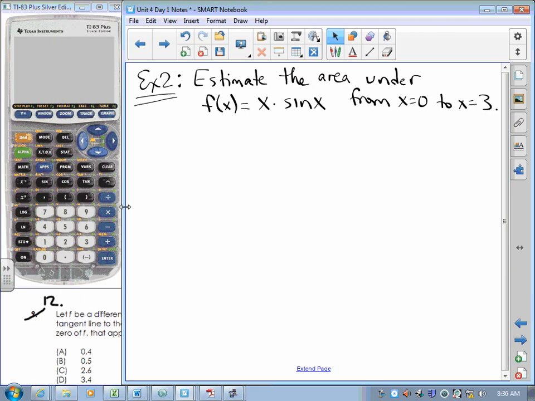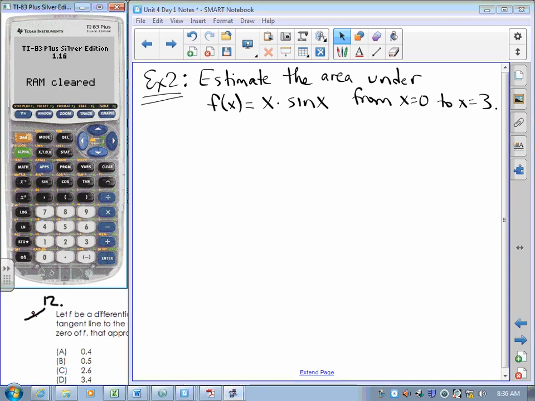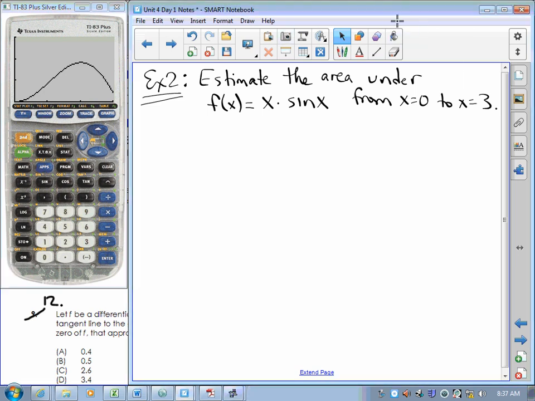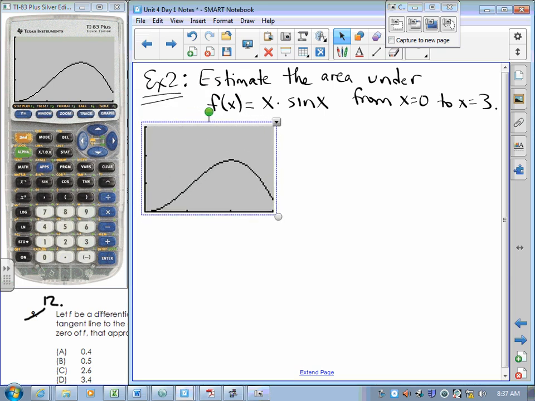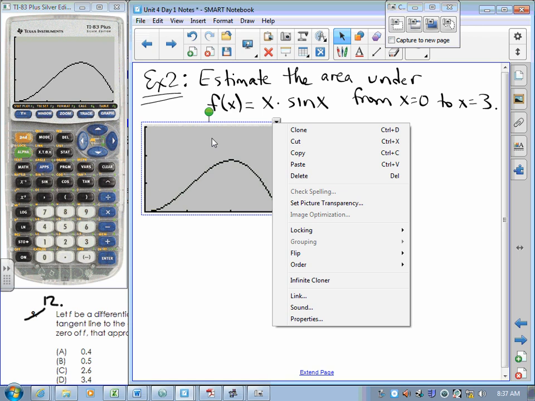So let's bring in a picture of x times sine x on 0 to 3. Let's see how that looks. That looks pretty good. So we'll take a picture because it lasts longer. There we go. This is the area I'd like to estimate. And I'll lock that in place for us.